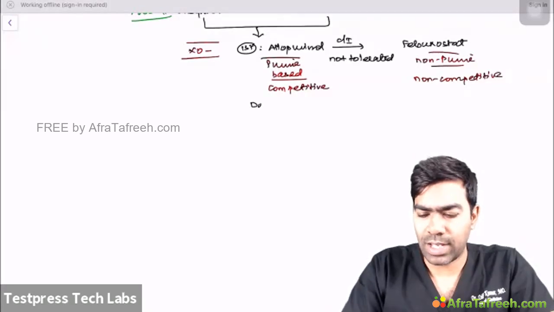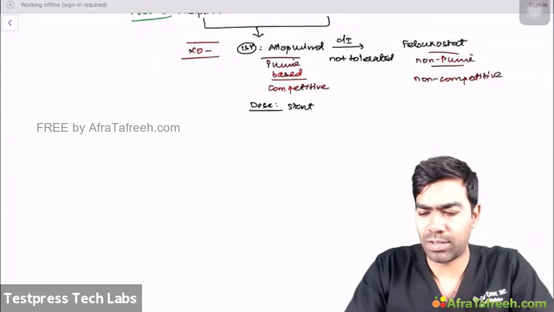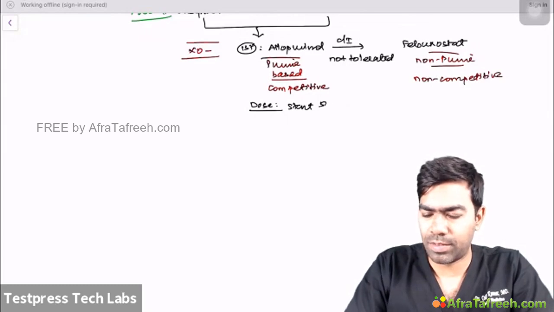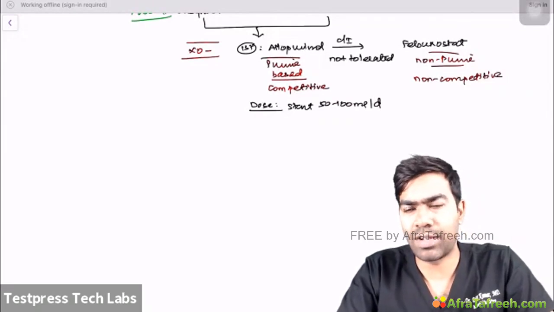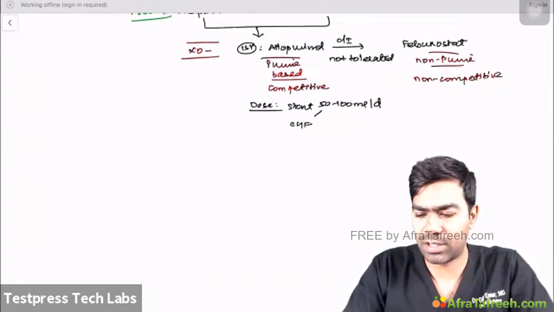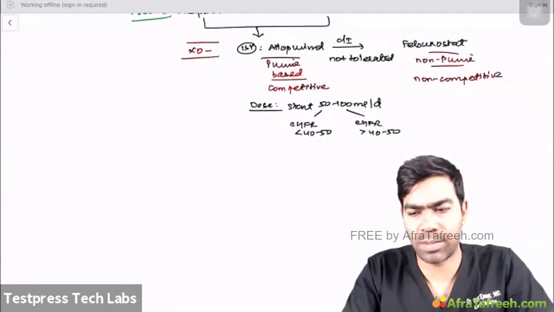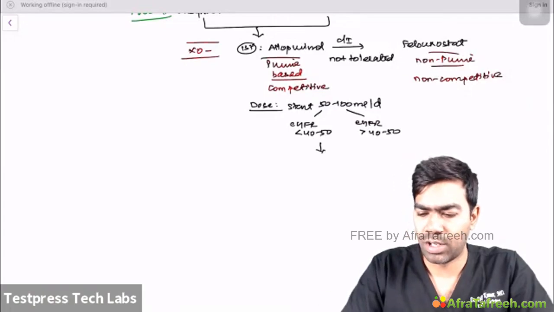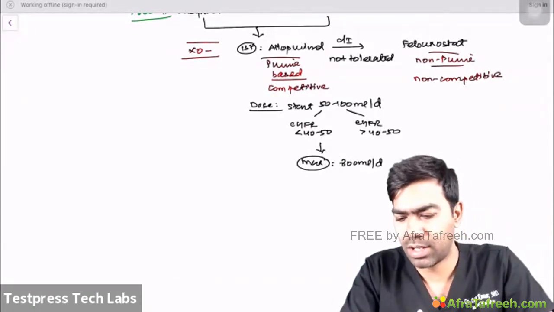As far as the dosage is concerned, the dose that you can usually start with is around 50 to 100 milligram per day, depending on the kidney function. If the eGFR is less than 40 to 50, then we start with 50. If the eGFR is more than 40 to 50, then we can start with 100 milligram per day. This is a starting dose. And the maximum dose that you're going to reach is approximately 800 milligram per day.